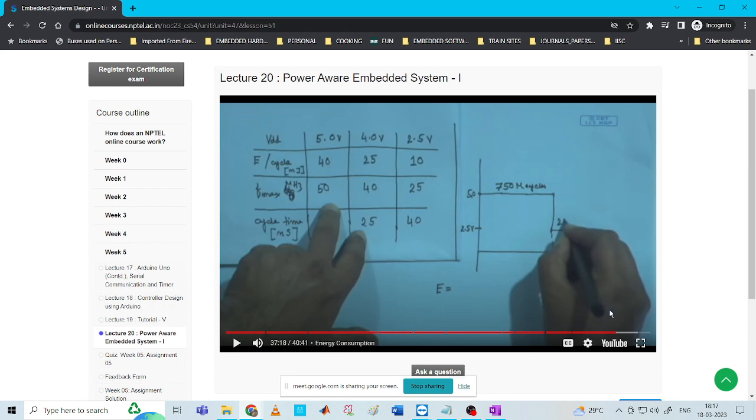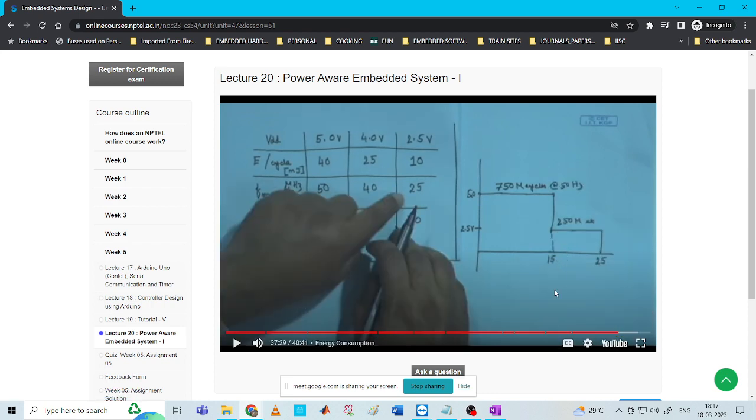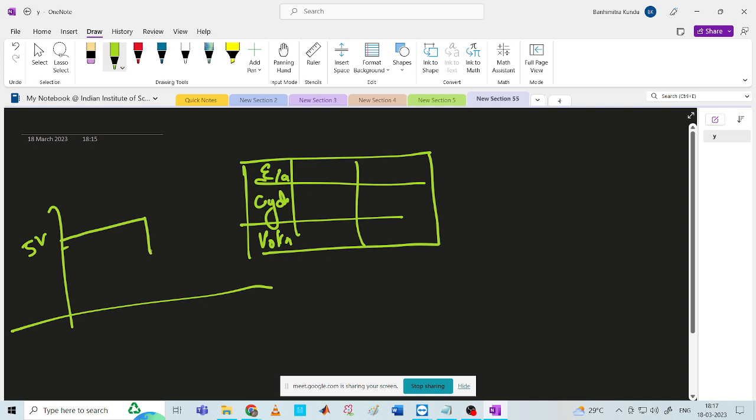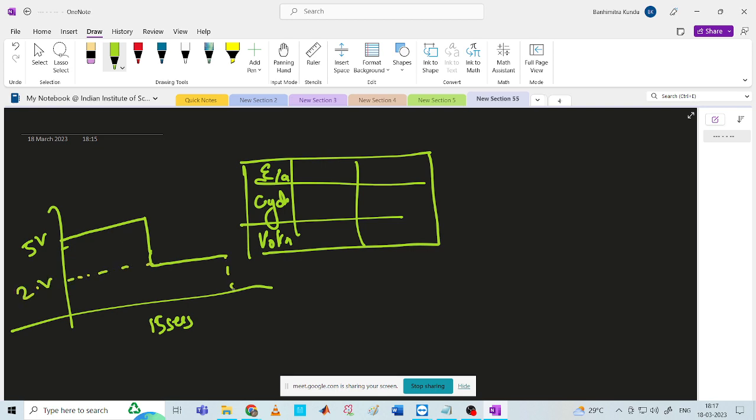It ran up till 15 seconds, right? And then it ran at 2.5 volt up to 25 seconds. Right now we know the cycle: this is 50 for 5 volt, and for 2.5 volt, this is 25. This is 10, and this one is 40. So let's say for 15 seconds, how many cycles have passed? 50 megahertz means what?